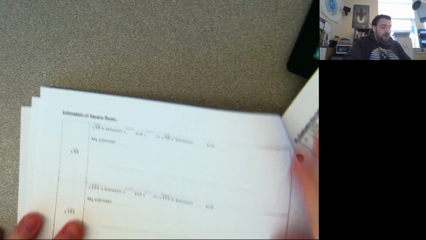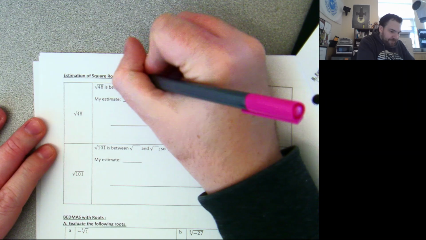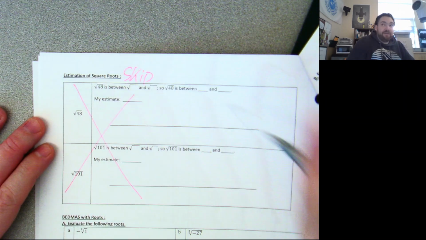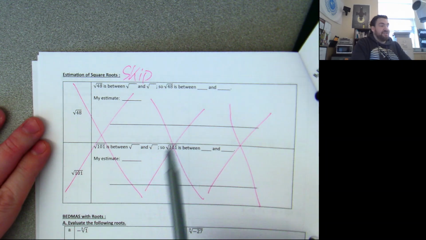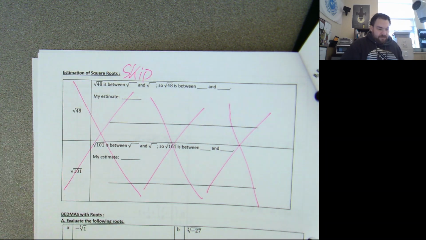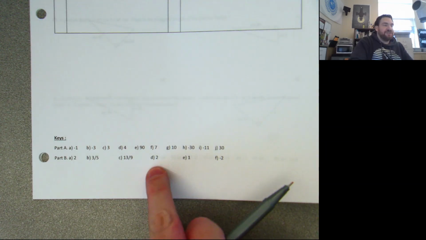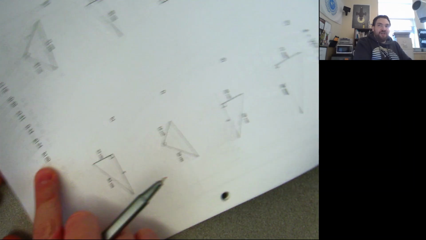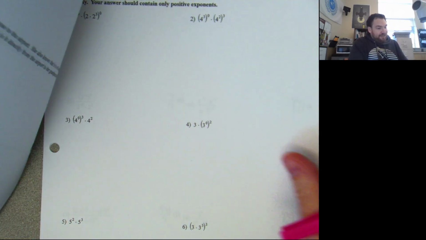This section right here, where it says estimation of square roots, skip. We didn't do it. We're not going to do it. You can cross that off as vigorously as you would like, just these top two rectangles. Don't worry about that part. We're skipping it. The BEDMAS with roots, solutions. The Pythagorean theorem, solutions. Word problems, applications with the Pythagorean theorem, solutions.